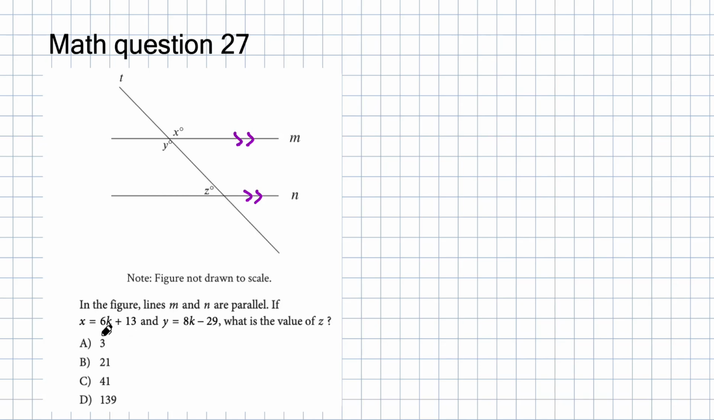parallel. And if x is equal to 6k plus 13, okay, this is x, it is given 6k plus 13, and y is equal to 8k minus 21, this is y is equal to 8k minus 21. What is the value of c?